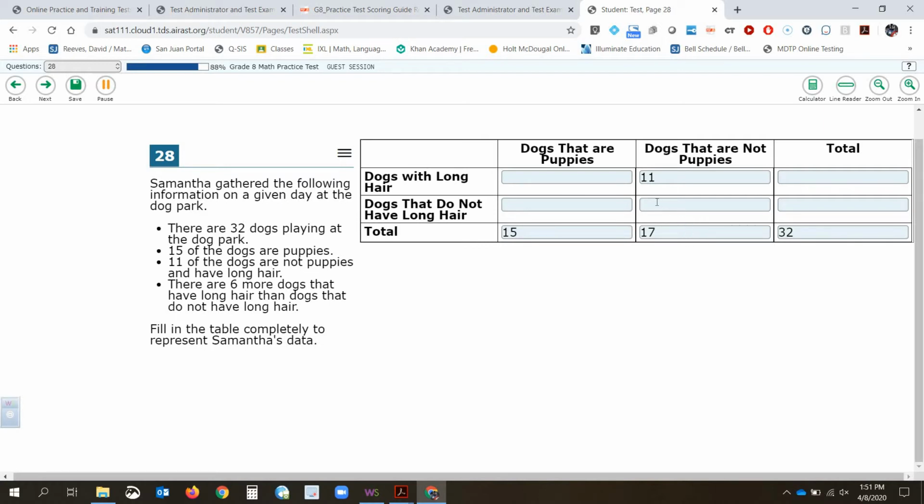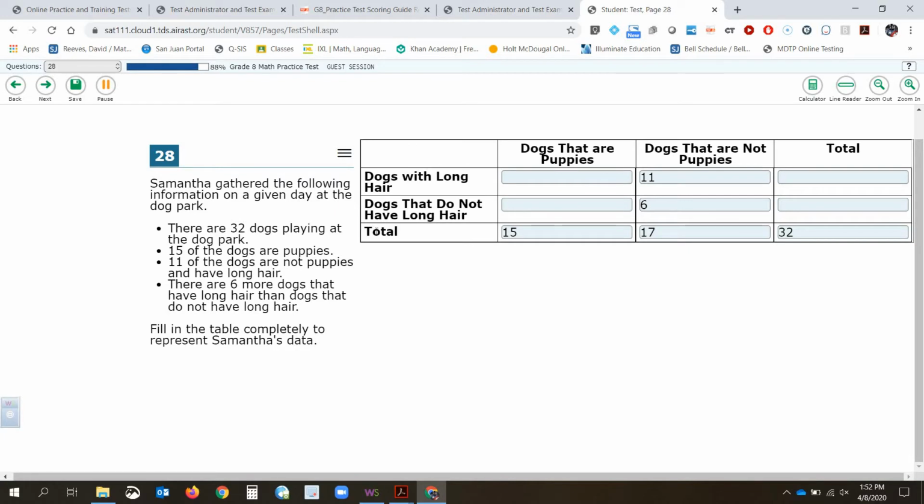Well, hey, then that means I can find this number, right? Because if there are 17 dogs that are not puppies and 11 of them have long hair, then this would represent dogs that are puppies that don't have long hair, right? 11 plus this has to be 17. Just like 15 plus 17 turned out to be 32. All right, well, I hope that you can do this mental math. What plus 11 is 17, or what is 17 take away 11? It is 6. All right, so now I know that that is 6, and that is 11, and that is 32. All right, is there anything else that we can fill in that we know?